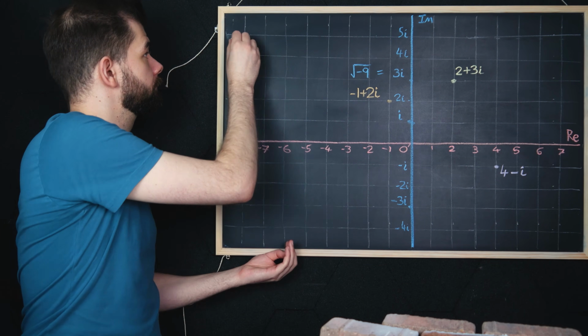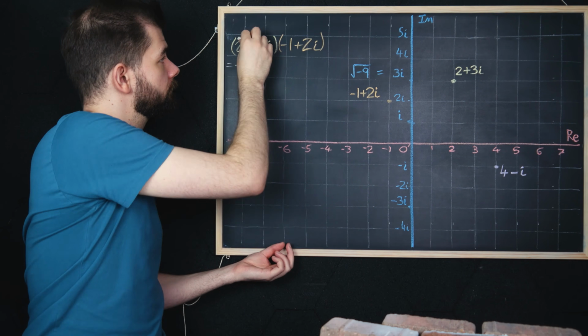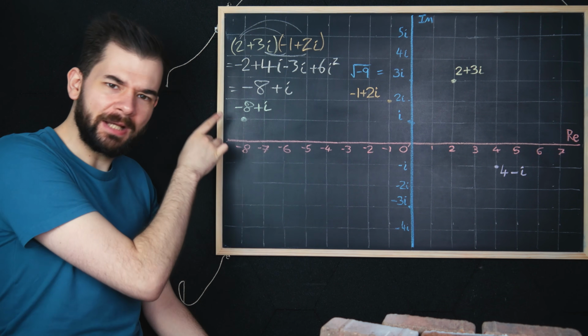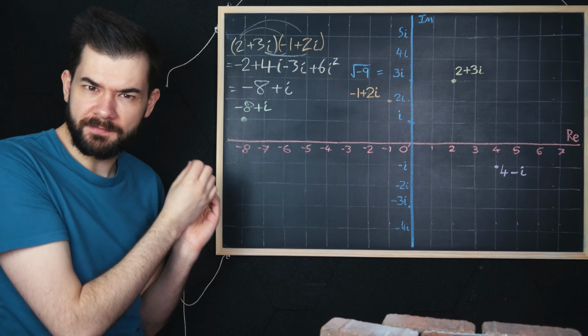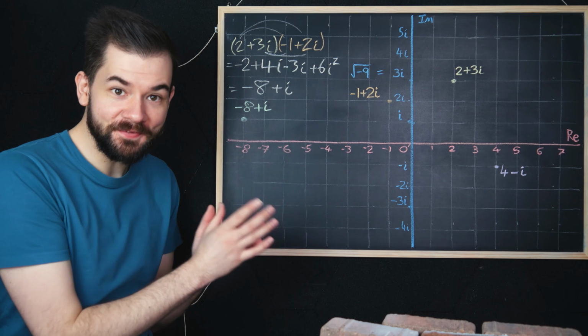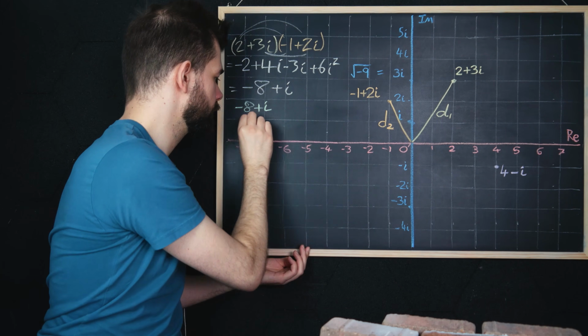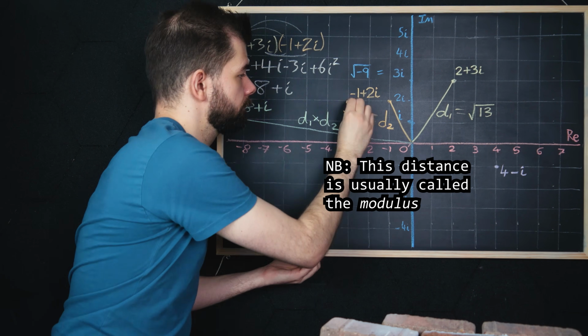Let's do it. Let's do 2 plus 3i multiplied by minus 1 plus 2i. Crunching through the algebra, remembering that i squared is negative 1, we get negative 8 plus i. Just kind of randomly out here. Is there any intuition for why this is the answer? Yes. It turns out that if you measure the distance of each to the origin and multiply them, we get the distance to the result. Using Pythagoras, you can verify this result.